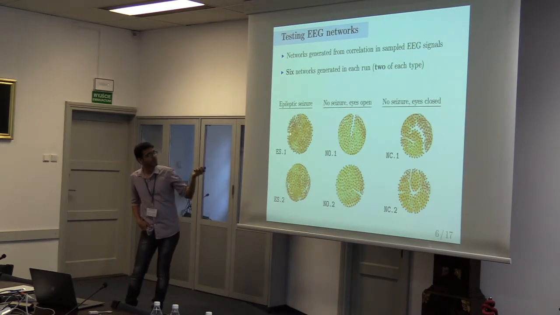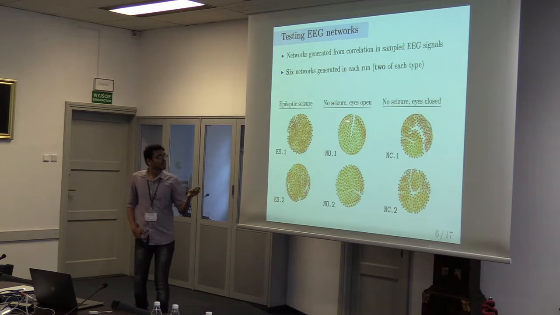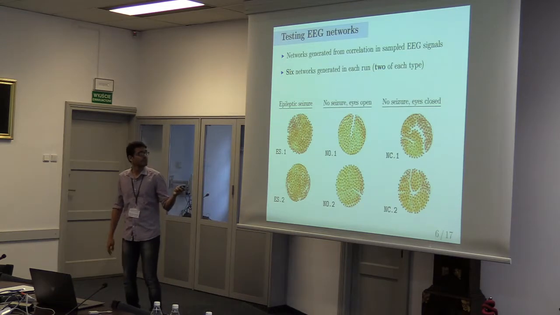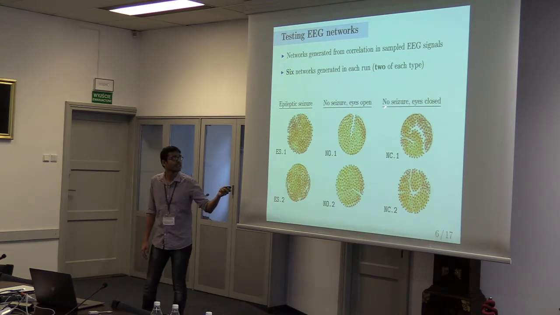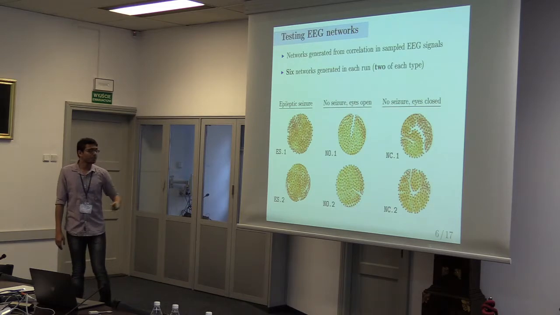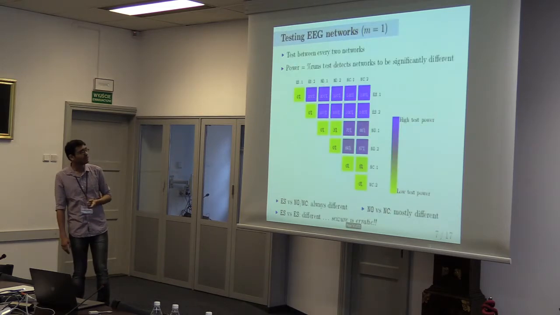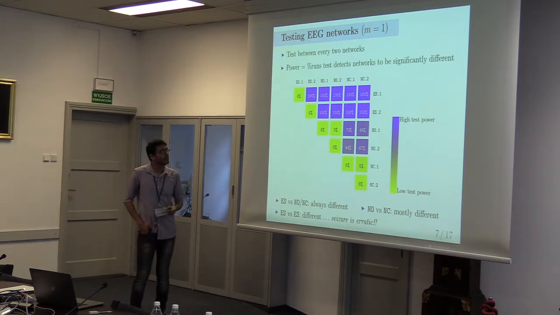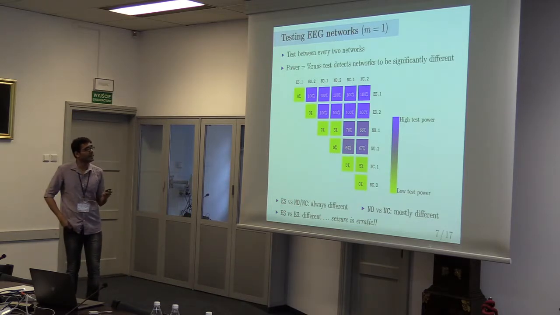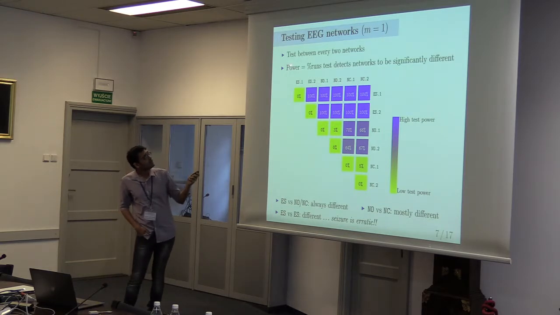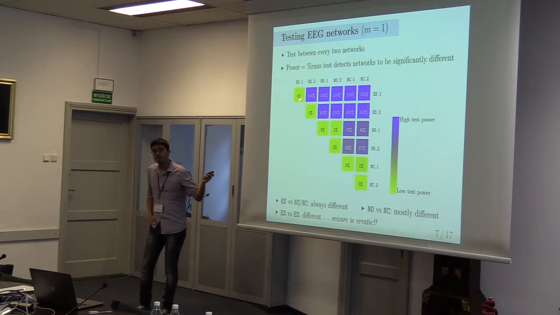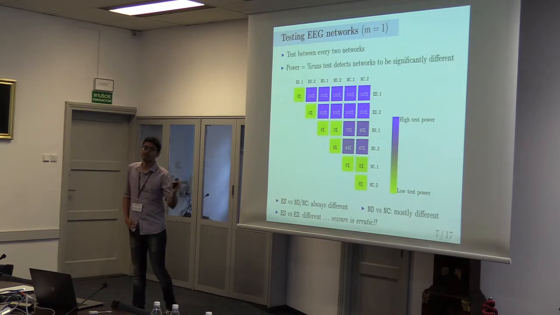There are 2 networks which correspond to epileptic seizure. There are another 2 networks which correspond to a non-epileptic scenario, but the patient's eyes were open. In another case, there is no seizure and the patient's eyes were closed. We do it multiple times, and in each run, we do a pairwise comparison of all 6 networks. What I report here is the test power, which basically means the percentage of times that the test detects that the 2 models are different.